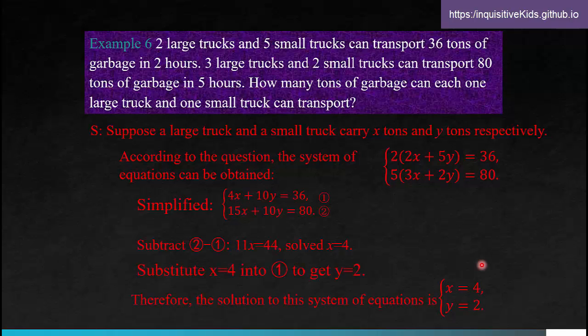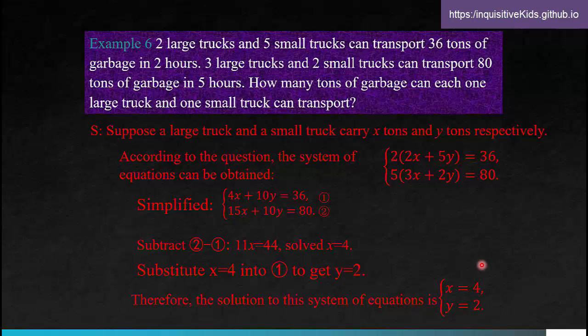Okay, now let's look at this word problem together. 2 large trucks and 5 small trucks can transport 36 tons of garbage in 2 hours. 3 large trucks and 2 small trucks can transport 80 tons of garbage in 5 hours. How many tons of garbage can each one of the large truck and one small truck transport?